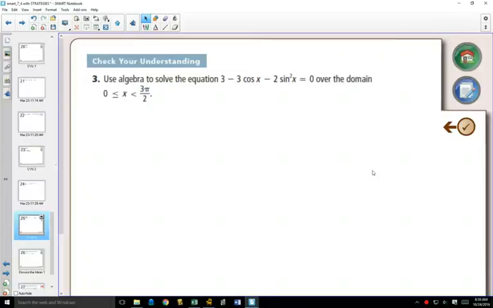This is on page 625. So again, we have the word solve. And we have 3 minus 3 cos x minus 2 sine squared x equals 0. Again, we have more than one trig function.